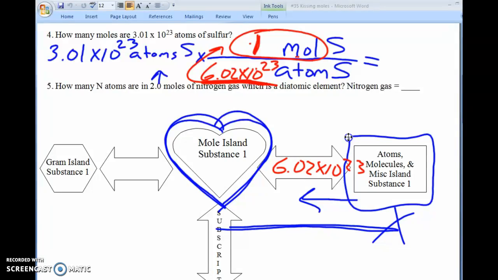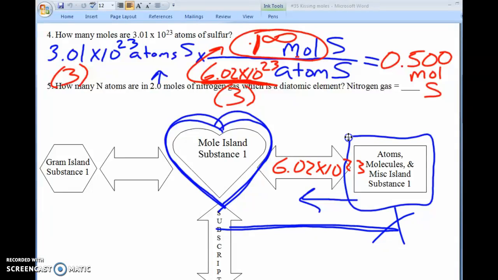We crunch this number, and we end up getting 0.500 moles of sulfur. Let's check our sig figs. Here we have 3 sig figs. Here we have 3 sig figs. Up on top we have infinite sig figs, so our answer should have 3 sig figs. Let me erase all this, and I will start the next problem for you. If you need to pause it to write down some stuff, go ahead and write down some stuff.